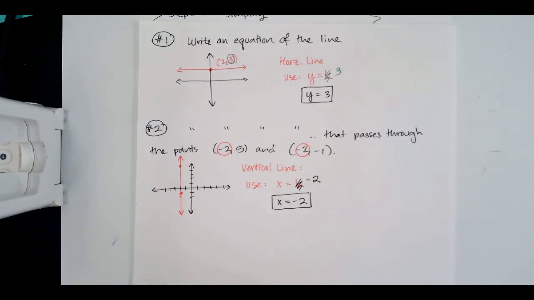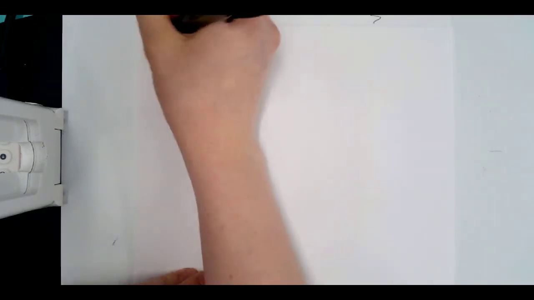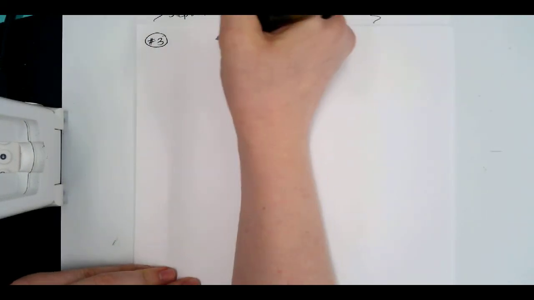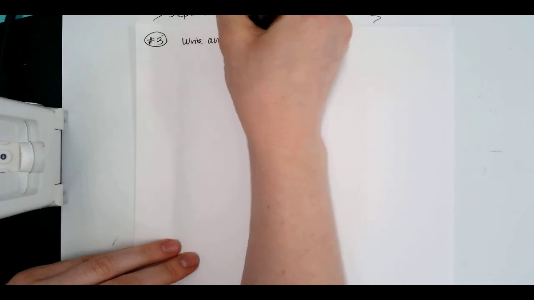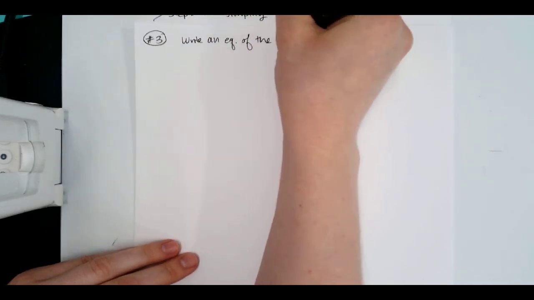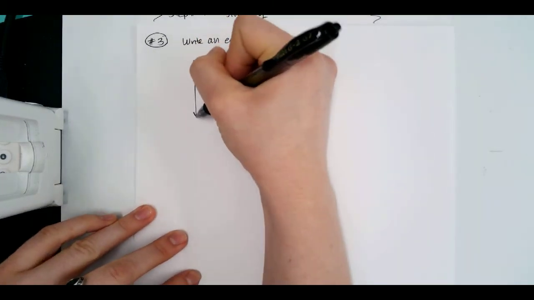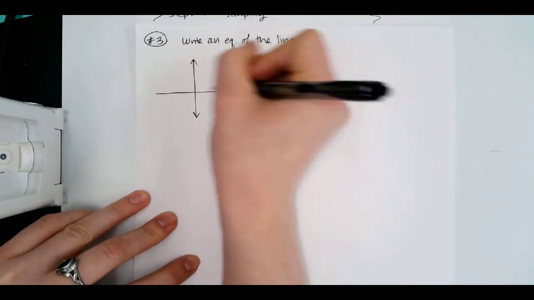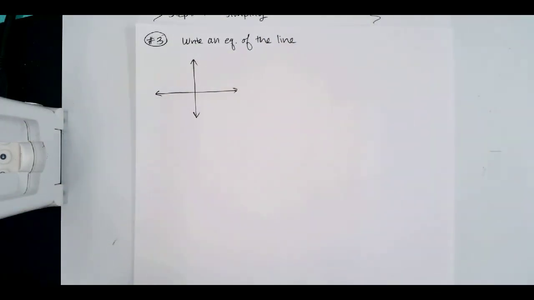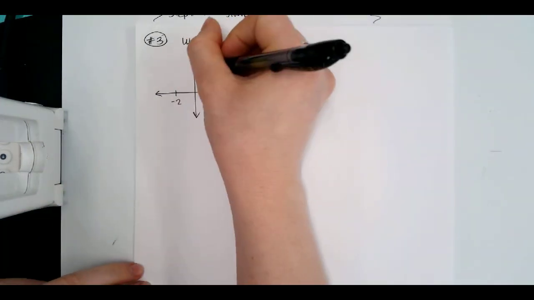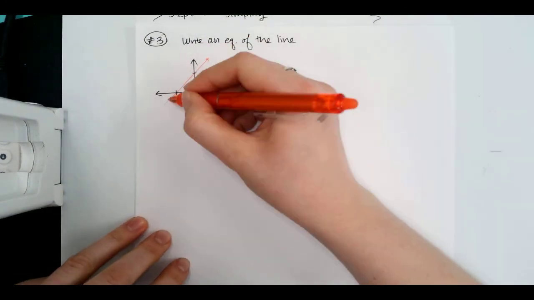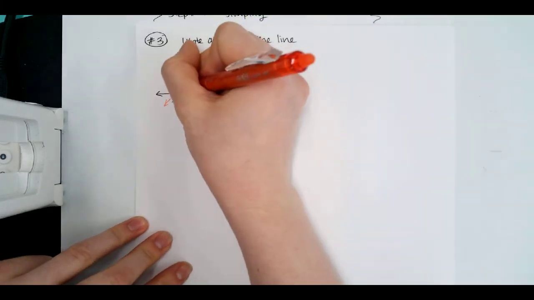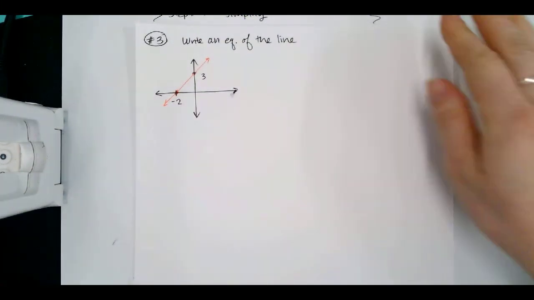All right. 2 more problems to go. Number 3. Same directions. Write the equation of a line. So write an equation of the line. And here we go. I'll draw a sketch of the line we're looking at. All right, the arrowheads, 2 points. Okay, write the equation of a line.